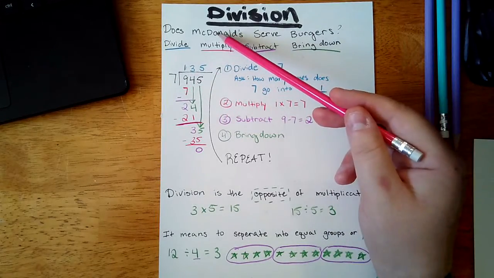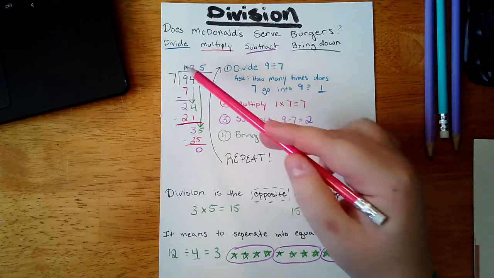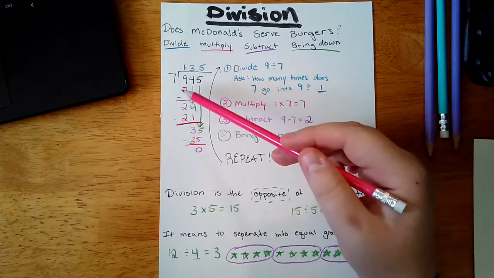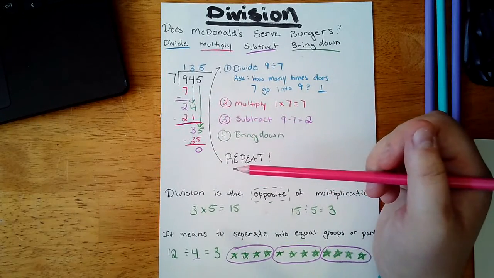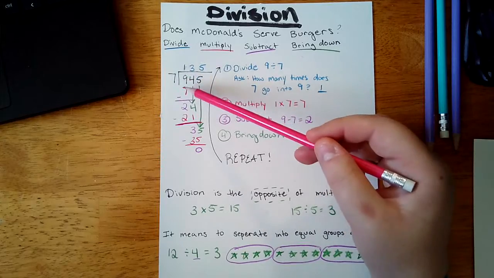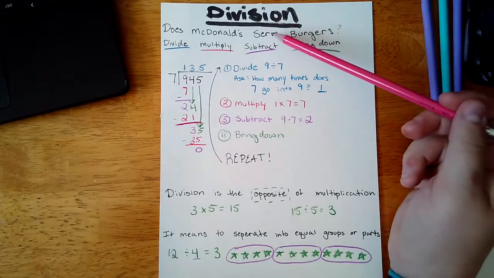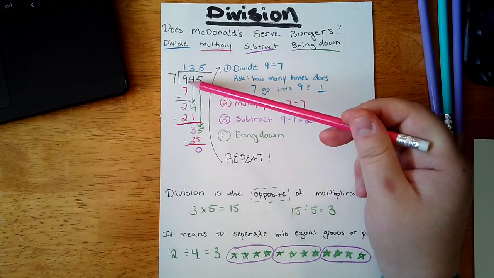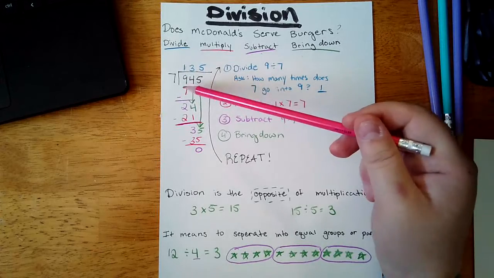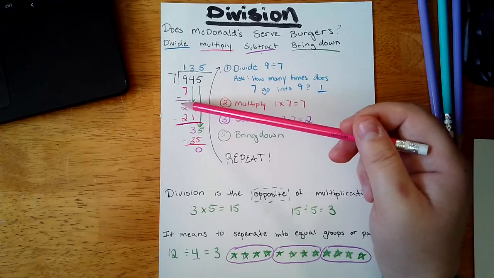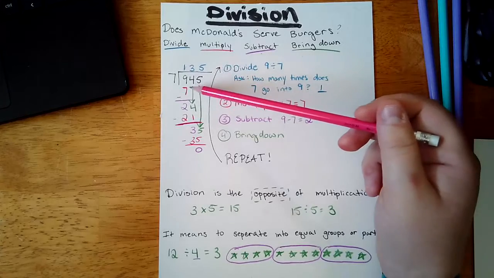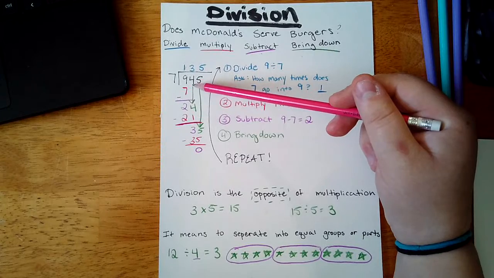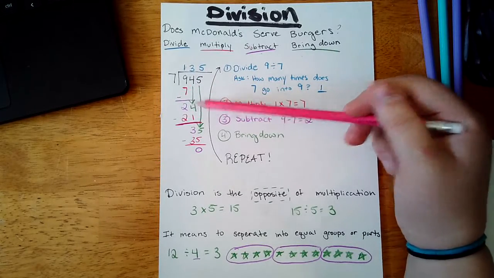Then I'm going to say McDonald's, or multiply. We're going to multiply that 1 by 7. So 1 times 7 we know is 7, because anything times 1 is itself. So 7 times 1 is 7. Next, we're going to serve, or subtract. So 9 minus 7 gives us 2. And lastly, we are going to bring the next number down. So our next number is 4. So we're going to drop him down to where he's beside number 2.